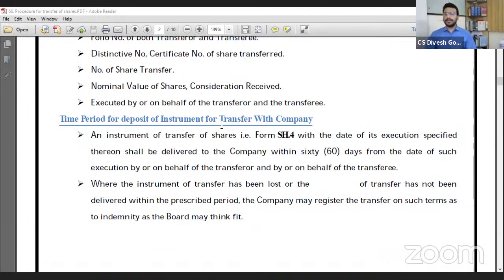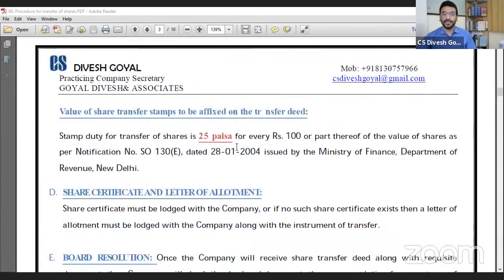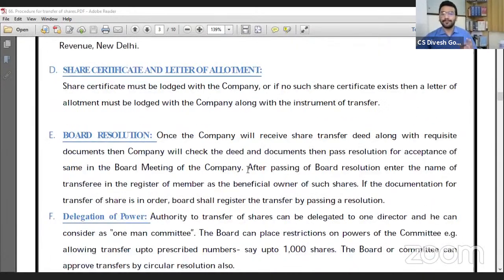Then, the share transfer deed shall be submitted by the transferor or transferee to the company within 60 days of execution of the transfer deed. So they have to submit the transfer deed to the company within 60 days of execution, and they have to pay the proper stamp duty on it, which is 0.015% of the consideration value. Along with the transfer deed, they will submit to the company the copy of the share certificate or letter of allotment which was issued by the company at the time of allotment of the shares.